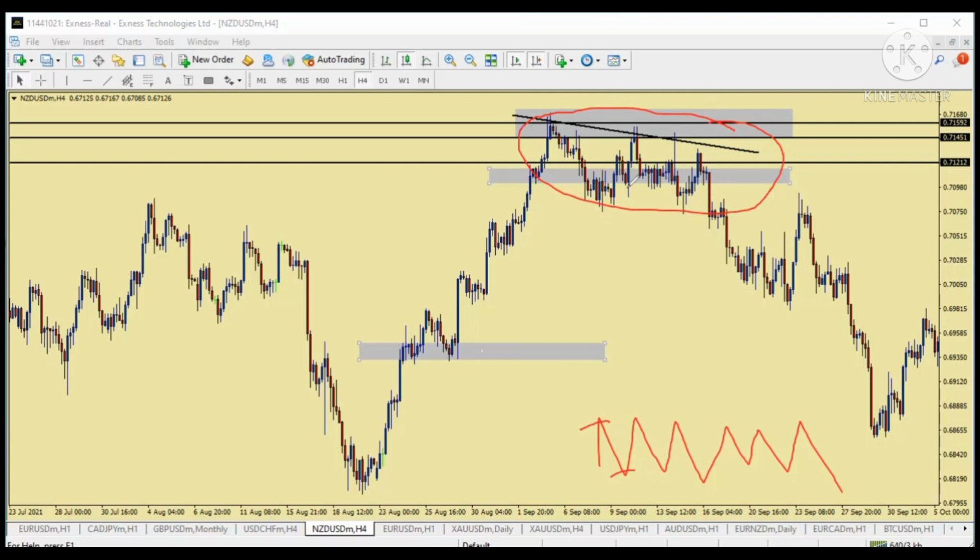And next time I'm going to make a video about support and resistance. People are confusing things, how you can use support and resistance. They're actually very powerful things. Support and resistance, very, very powerful.